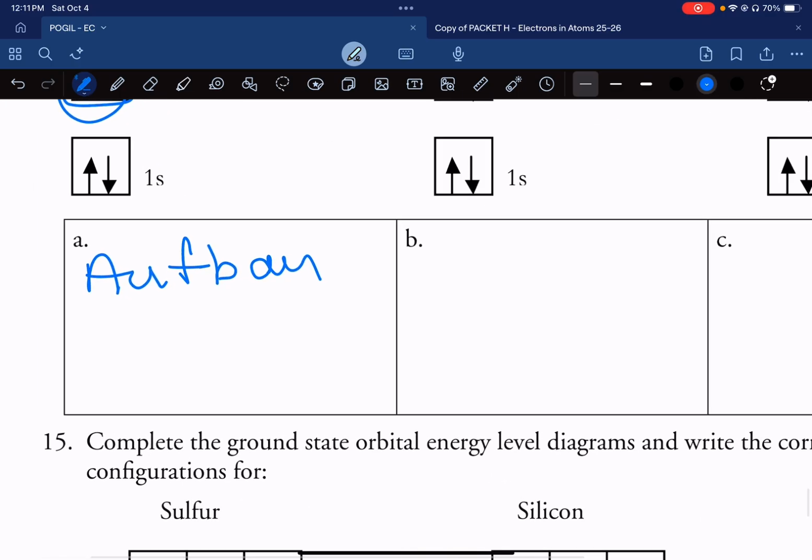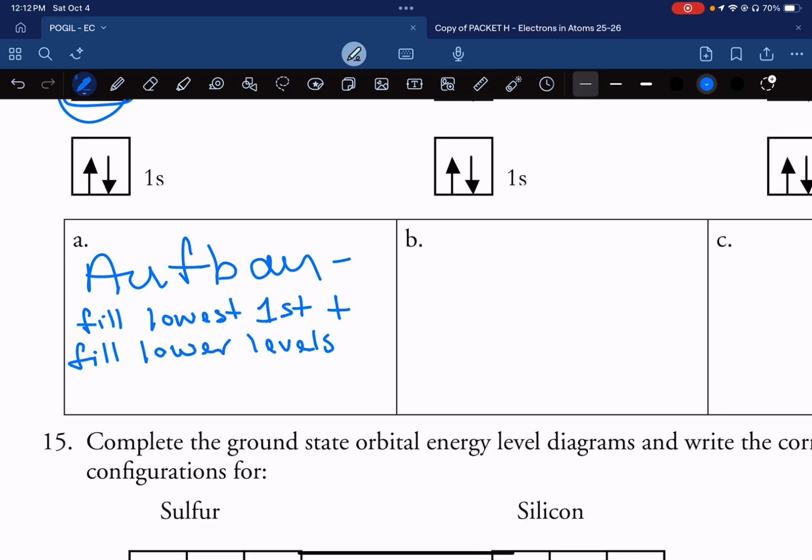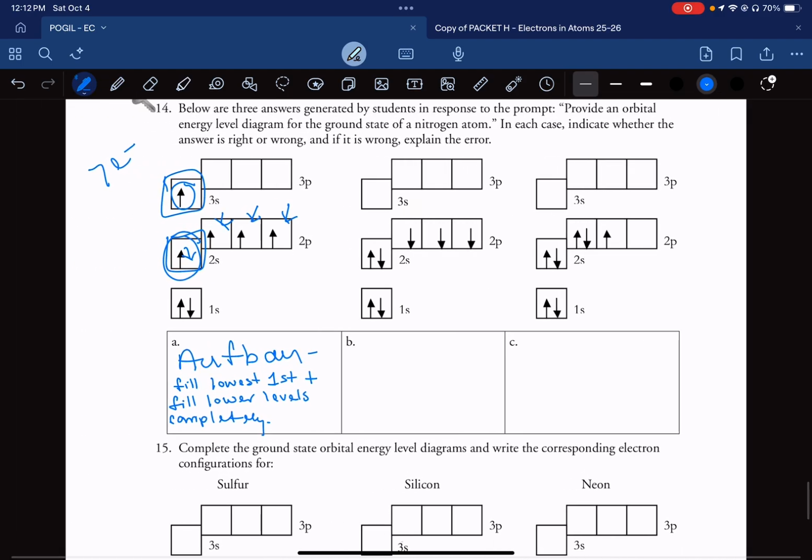So when you think about Pauli, you want to think about an orbital. He's the one who said that we can have two electrons in an orbital and they must have opposite spins. So two electrons, only a max of two. And then the final rule is Hund's rule.